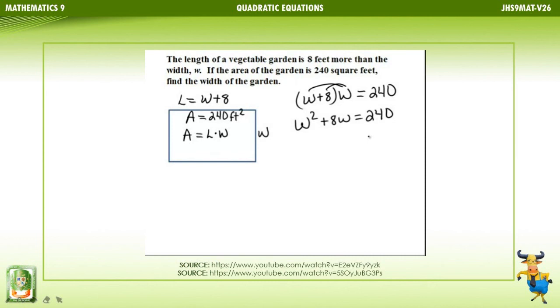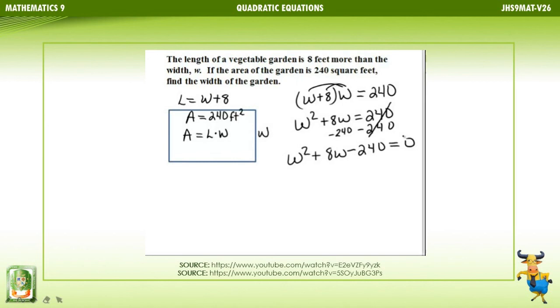Now, recall that this is a quadratic equation. So our goal will be to get this equation equal to 0 so that we can apply our box method of factoring to solve this equation. So what we'll do is subtract 240 from both sides. So now our new equation states that w squared plus 8w minus 240 equals 0.